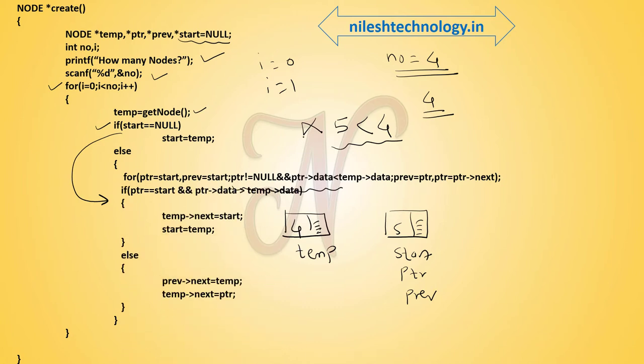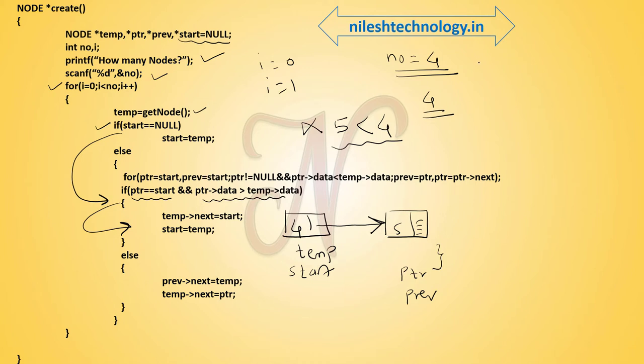So see here next, this is your if else. If ptr is equal to start, true. Ptr and start are pointing to the same node. Then check here ptr of data is greater than temp of data. So ptr of data is 5, so 5 is greater than 4, true. So it is going to if. So temp of next equal to start. This temp of next is pointing to this start, and start equal to temp. So now start equal to temp.